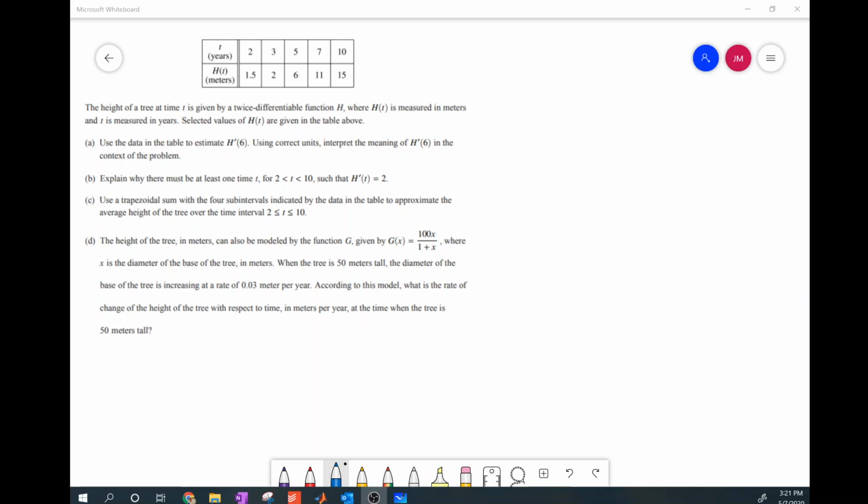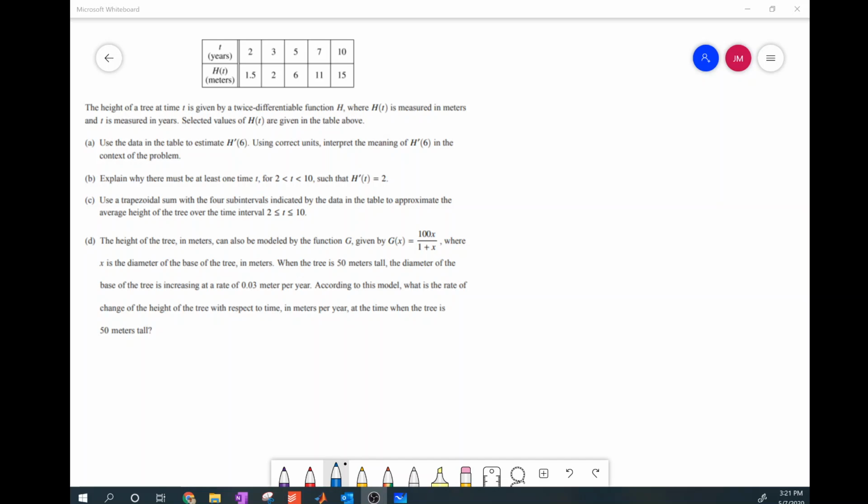Part D, the height of the tree in meters can also be modeled by the function g, given by g of x equals 100x over 100 plus x, where x is the diameter of the base of the tree in meters. When the tree is 50 meters tall, the diameter of the base of the tree is increasing at a rate of 0.03 meters per year. According to the model, what is the rate of change of height of the tree with respect to time, in meters per year, at the time when the tree is 50 meters tall?